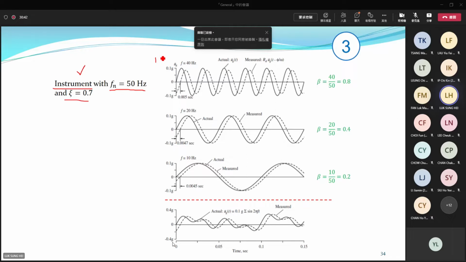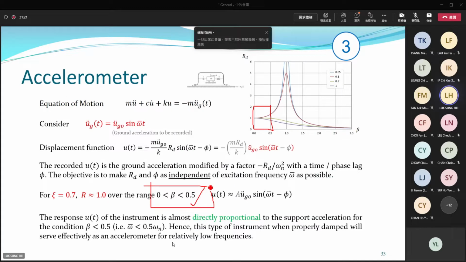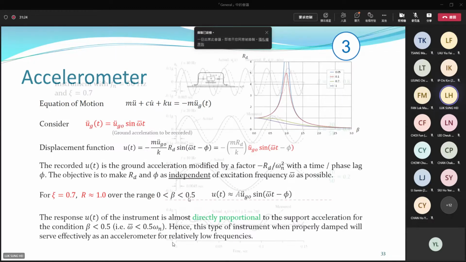The first picture, case 1, shows a ground acceleration with frequency 40 Hz. Case 2 shows a ground acceleration with 20 Hz. Case 3, 10 Hz. Case 4 shows not a pure sine acceleration, but a ground acceleration with complex shapes. Have a look at these calculations. I calculated the frequency ratios. Case 1, the frequency ratio is 0.8. Case 2, the frequency ratio is 0.4. Case 3, the frequency ratio is 0.2. And go back to the previous slide. We mentioned that the applicable range of our device is for beta less than 0.5.